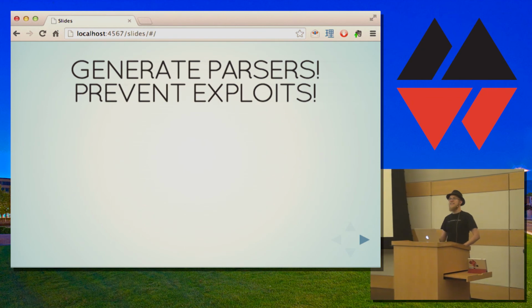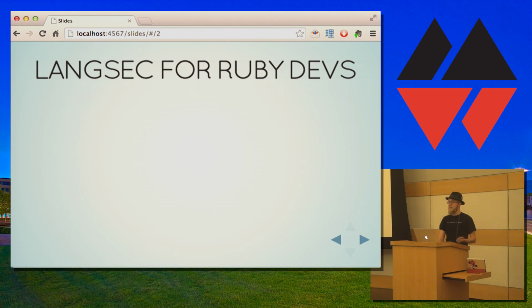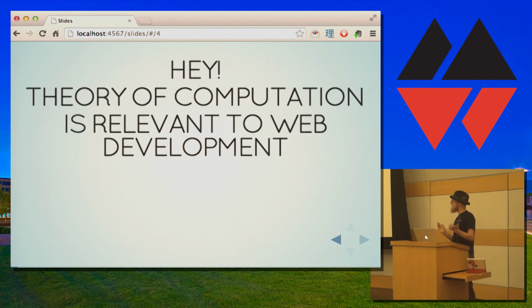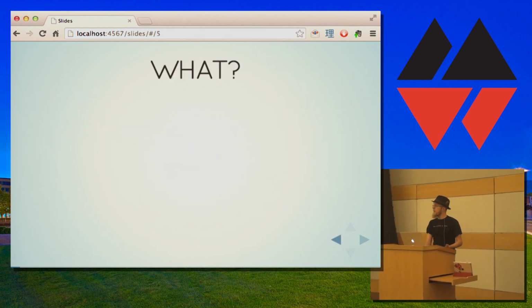Good morning, everybody. I'm going to be talking about parsers, and I'm going to be talking about exploits. So the title of my talk is Generate Parsers, Prevent Exploits. But it could also be called Langsec for Ruby devs, or, hey, theory of computation is actually relevant to web development. Well, maybe. So what am I talking about?